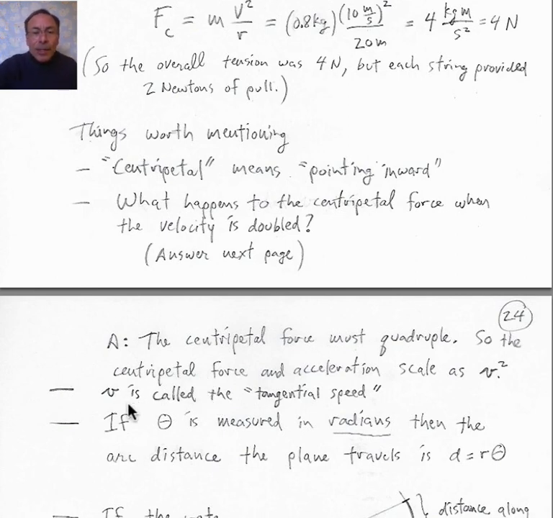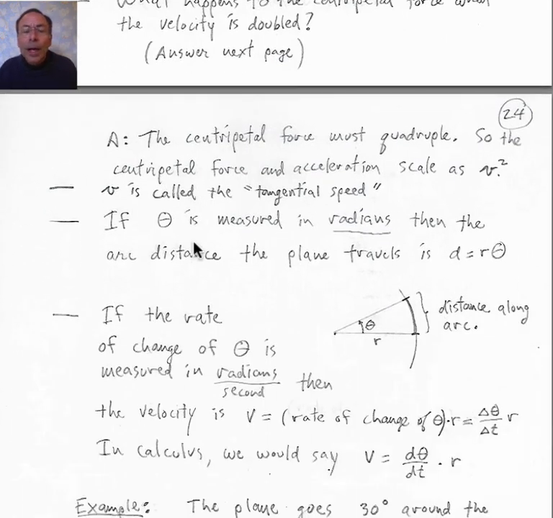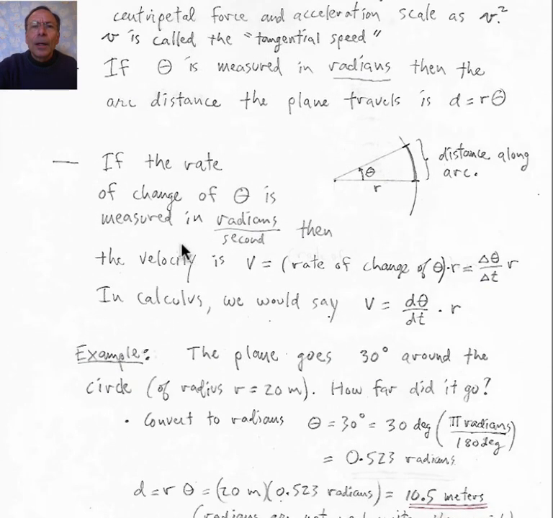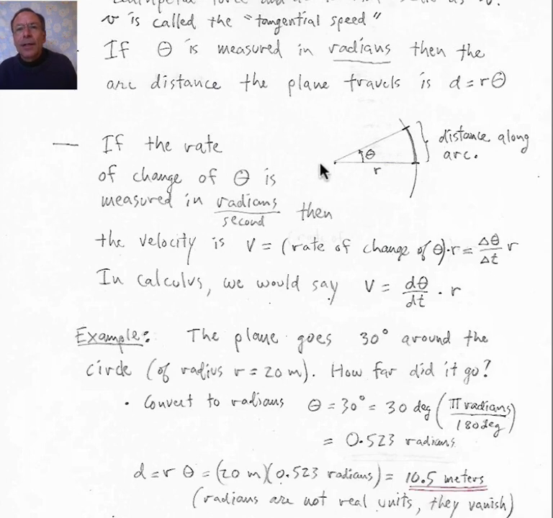Okay, I already mentioned this. V is called the tangential speed. Okay, now, this is extra stuff. It's not in the book, at least not at this point. It'll come later, but I thought it'd be nice to bring it in at this point. You're not going to be tested on it before it comes up later, but still, here it is.